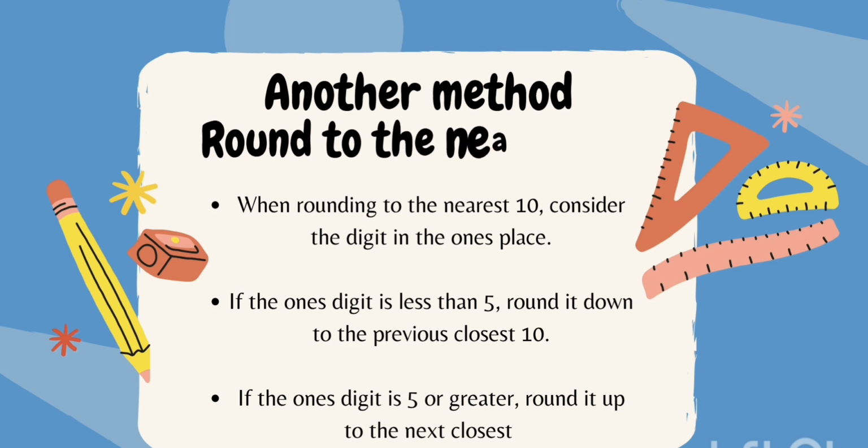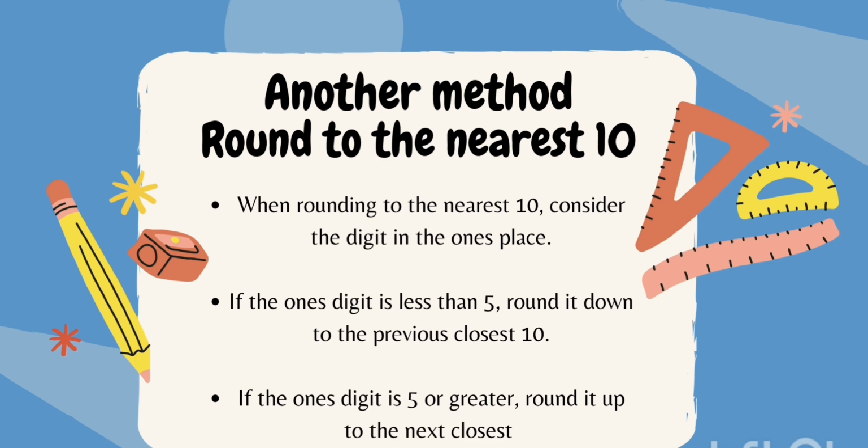Here we will discuss one more method. Round to the nearest 10. When rounding to the nearest 10, consider the digit in the ones place. If the ones digit is less than 5, round it down to the previous closest 10. If the ones digit is 5 or greater, round it up to the next closest 10.